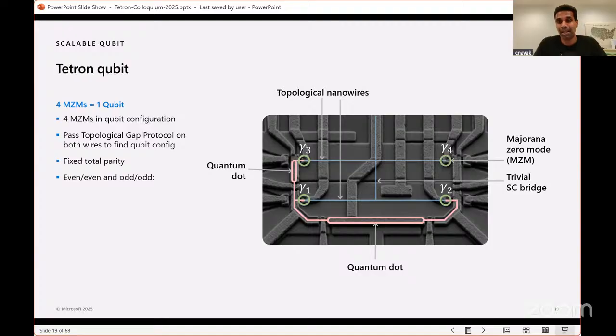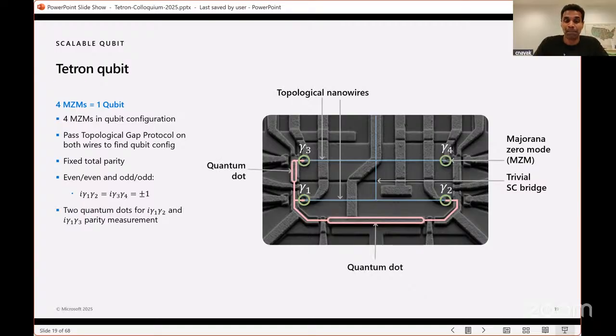Well, the way I can get that is both wires can have even parity or both wires can have odd parity. So like even, even, and odd, odd. In equations, in terms of the Majorana zero modes, we'd say that i gamma 1 gamma 2, which are the Majorana operators on the two wires, is equal to i gamma 3 gamma 4, and it's equal to plus or minus 1. Plus 1 is even parity, minus 1 is odd parity. Okay.